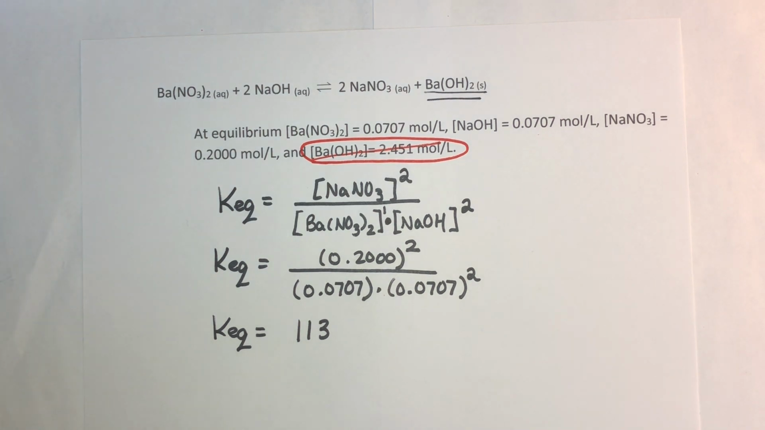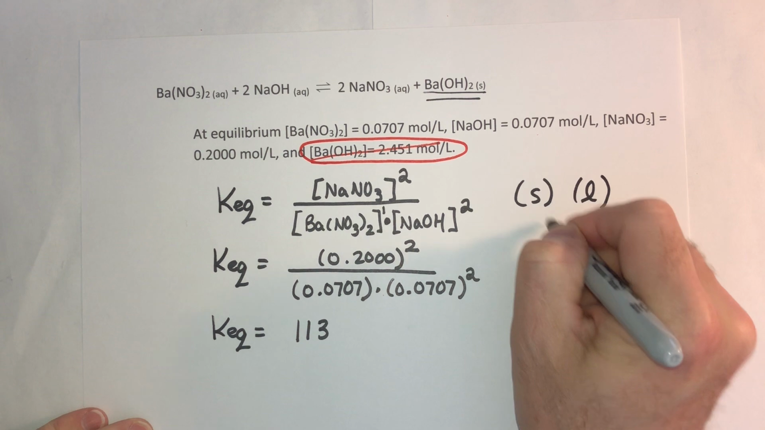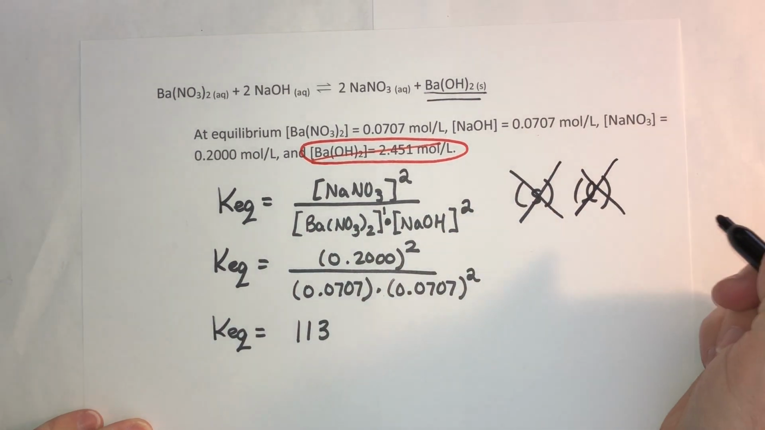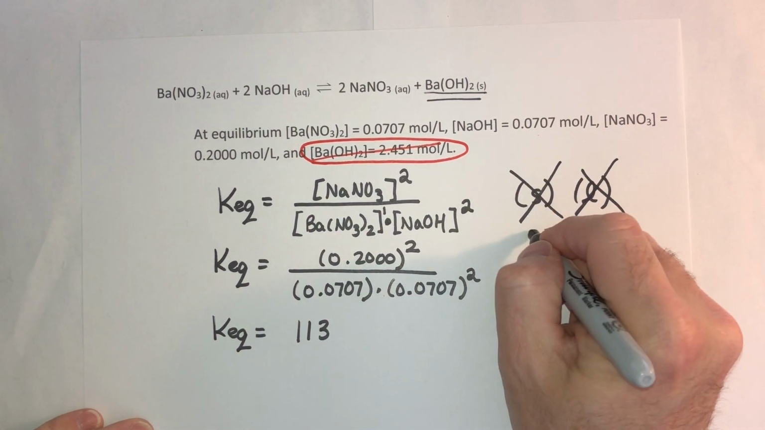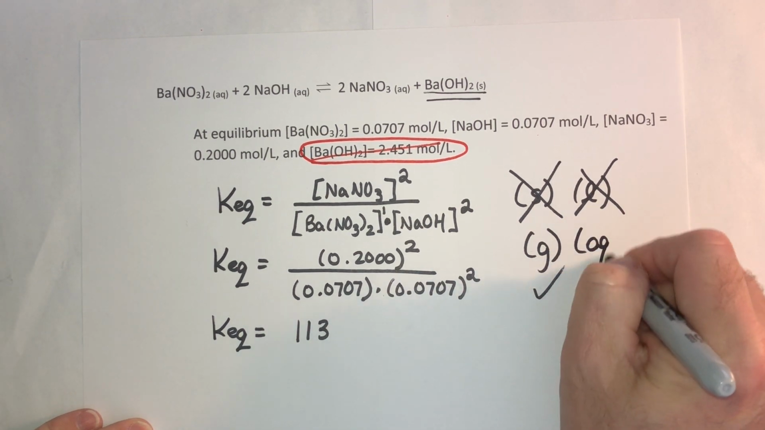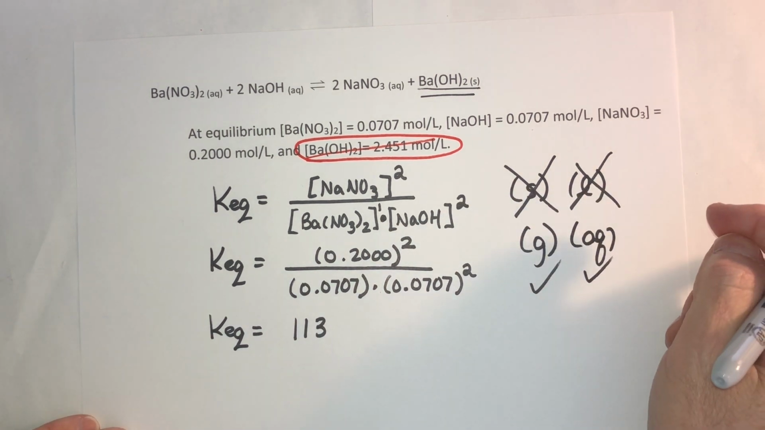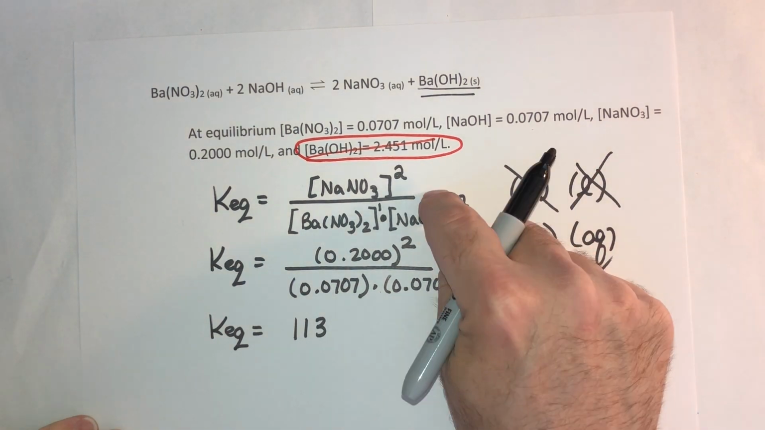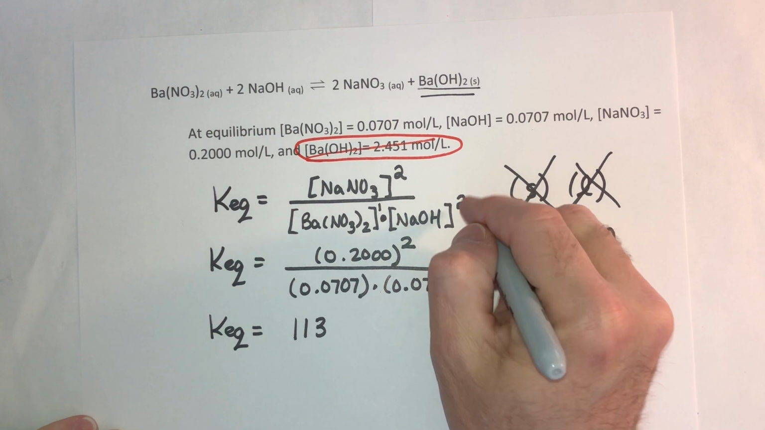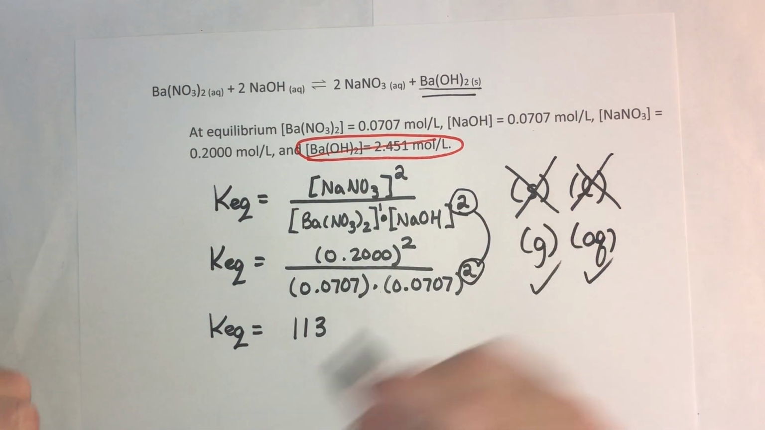Okay, so for these here, the biggest thing to remember is that your solids and your liquids, leave them out. We don't like solids or liquids. If you got a gas, gases are okay. If you got an aqueous, aqueouses are okay. But you got to leave out the solids and the liquids. And when you write out your expression and then you substitute in, don't leave out your powers, right? That's one mistake that we see often.